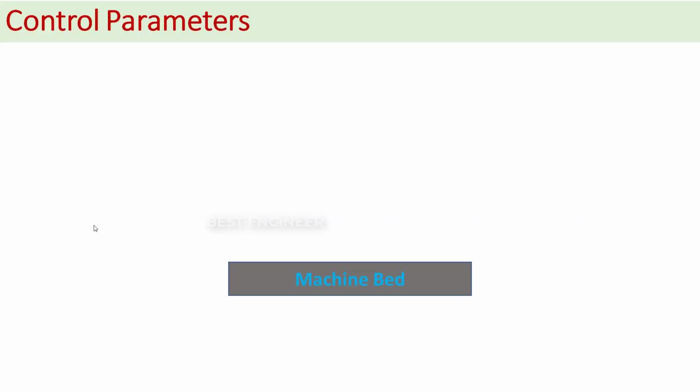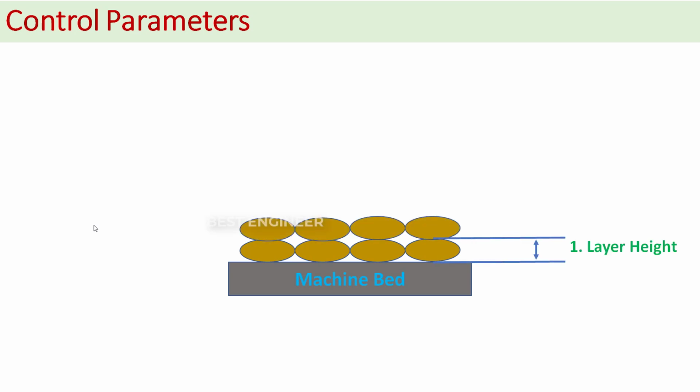This is the machine bed. The layers are deposited one over another. The height of a single layer is called layer height, and the width of a single layer is called layer width.